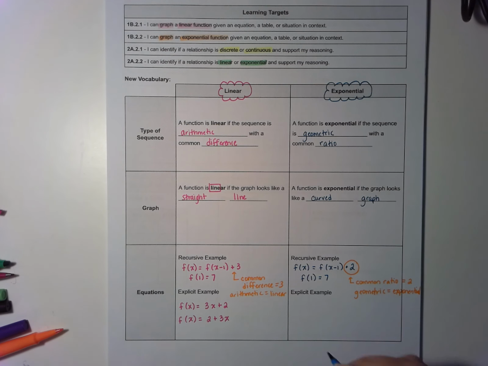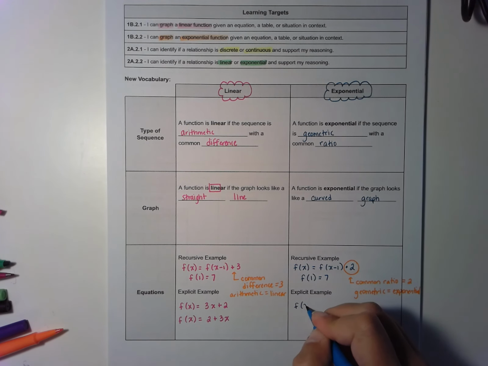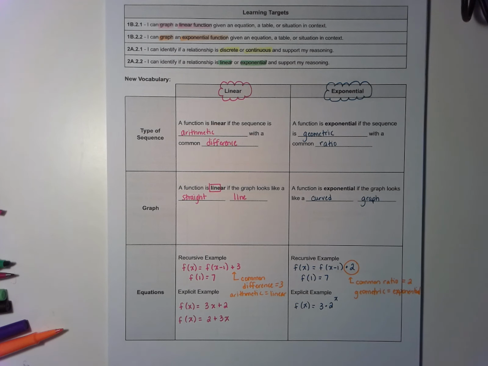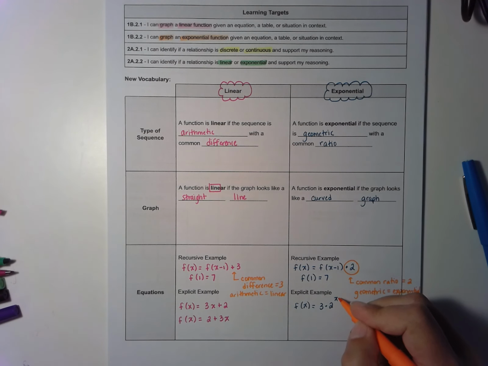Now, an explicit example would be f(x) = 3 times 2 to the x power. And when we say exponential, the reason we call it that is because this equation has an exponent in it.